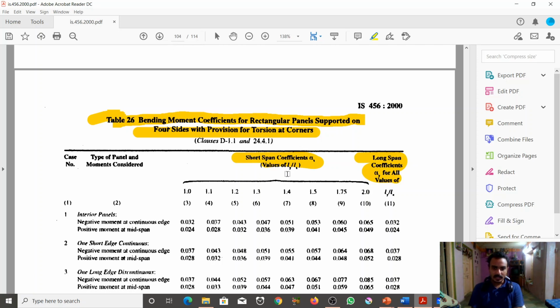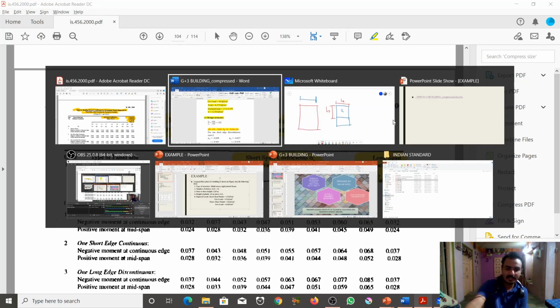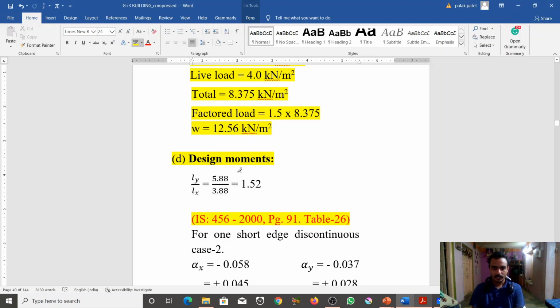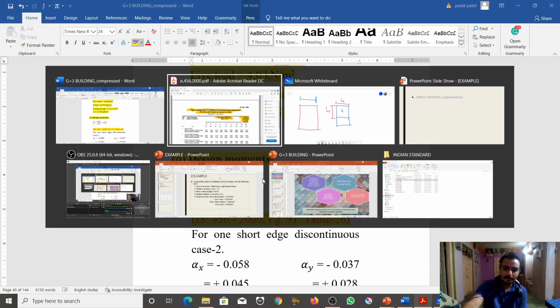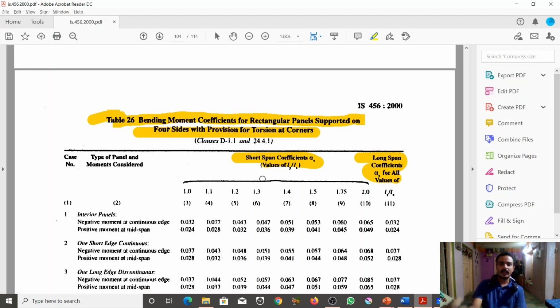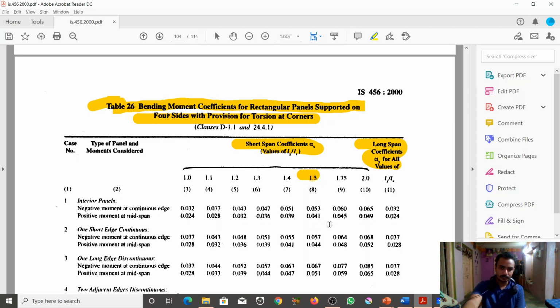And we need the Ly by Lx value. What is the Ly by Lx value? Longest span over shortest span. Effective span 5.88 divided by 3.88. Ly by Lx is 1.52. So I can assume the Ly by Lx ratio is 1.5. Now we have to follow this 8th column.